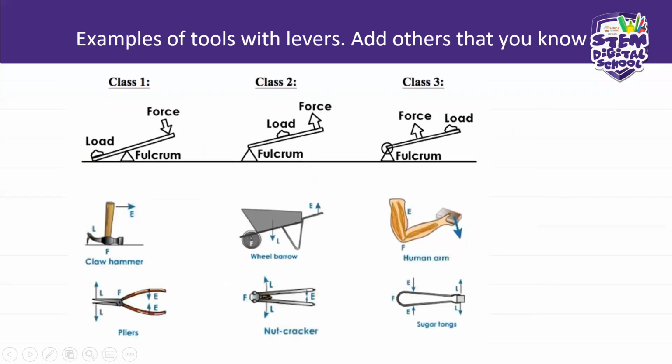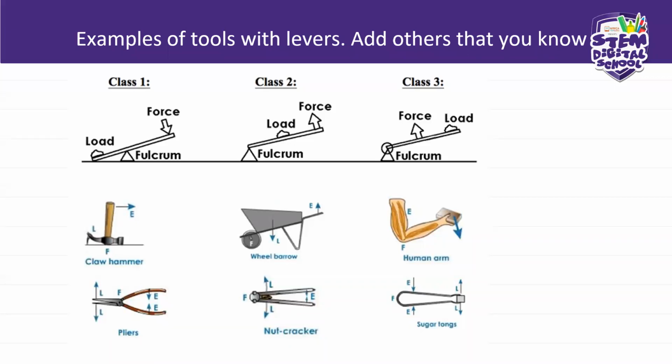Right. Now let us look at examples, because what we learn, we must apply. Examples of tools with levers. Okay. We will go on and add others in this lesson as we go. Right. First class levers. I said you must look at the relationship between effort, load, fulcrum. So the position of these two, they will tell you what class of levers this is.